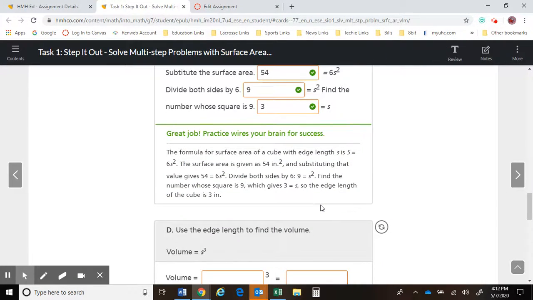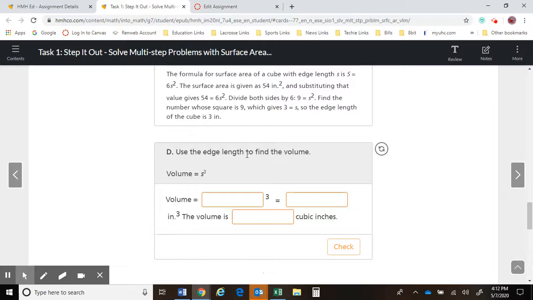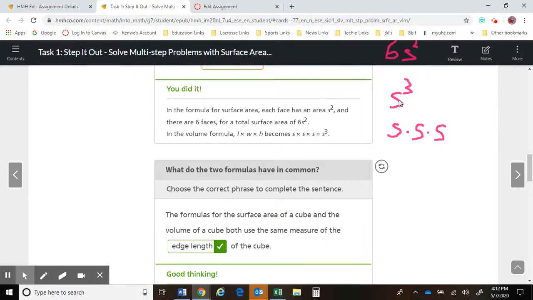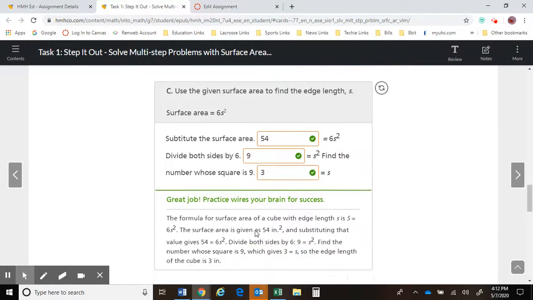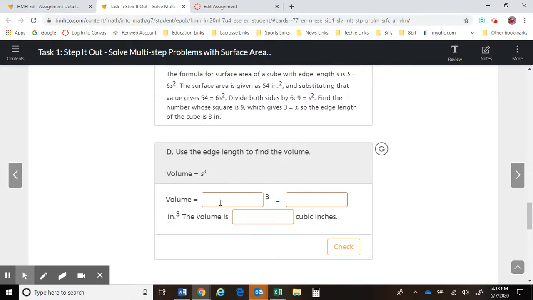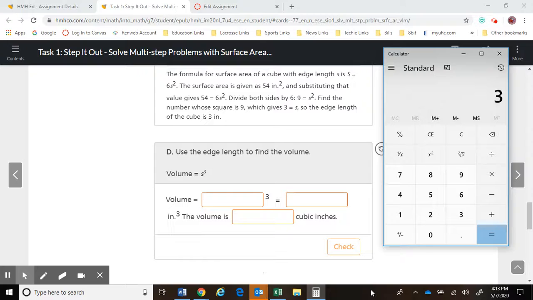Now we've got our S. Our S, of course, is 3. So now how do I find out the volume? Just like I said before, we found S, and we're going to multiply it by itself, we're going to cube it. In this case we've got 3, so we're going to go 3 times 3 times 3. Well, 3 times 3 is 9, and then 3 times 9 is 27.